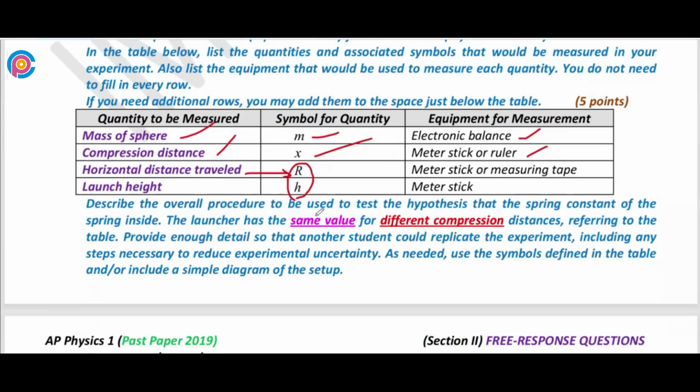Now, describe the overall procedure to be used to test the hypothesis that the spring constant of the spring inside the launcher has the same value for different compression distances. Referring to the table, provide enough details so that another student could replicate the experiment, including any steps necessary to reduce experimental uncertainty. As needed, use the symbols defined in the table or include a simple diagram of the setup.